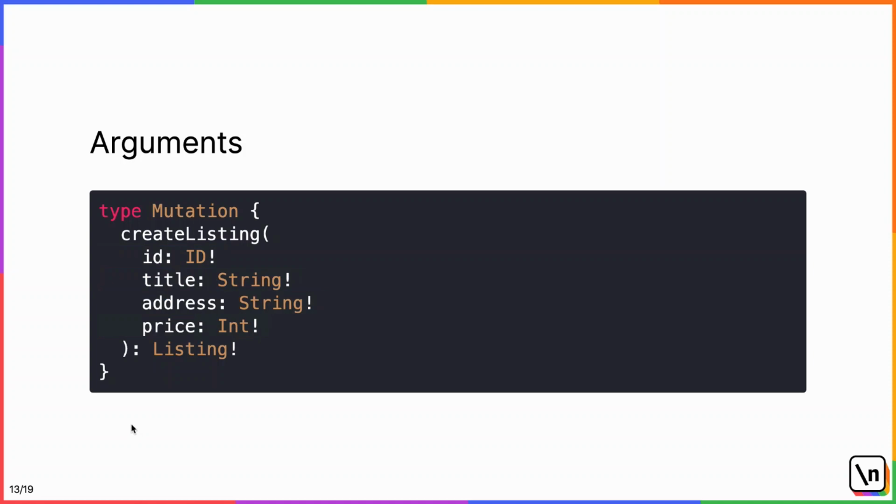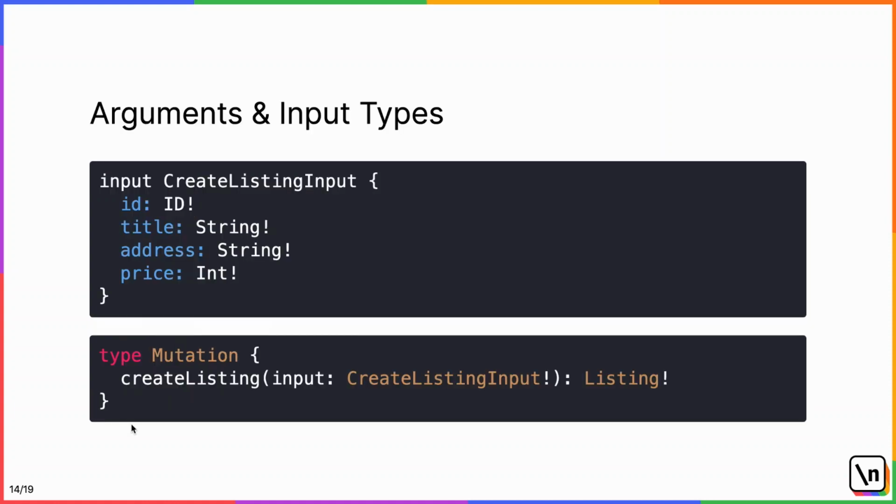Now, good convention will often find us creating input object types in situations like this, often valuable in the case of mutations, where we might want to pass in an entire object to be created. In the GraphQL schema language, input types look exactly the same as regular object types, but with the keyword input instead of type. In this case, we're saying the createListing field now takes a non-nullable input argument of type createListingInput.